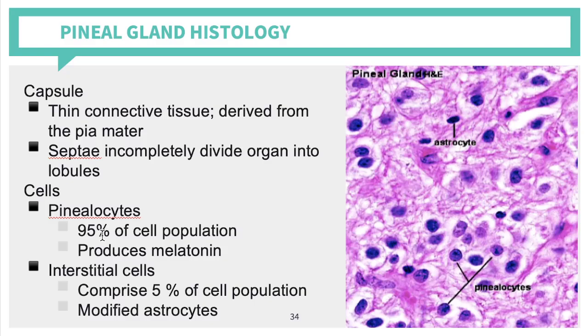Don't be confused. The pituitary earlier had pituicytes. Here, pinealocytes. Your pinealocytes produce your melatonin. Interstitial cells also comprise 5% of the cell population, and these are modified astrocytes. Again, these are your pinealocytes, and then your astrocytes here. Your astrocytes are the modified astrocytes or interstitial cells. But the majority are pinealocytes.